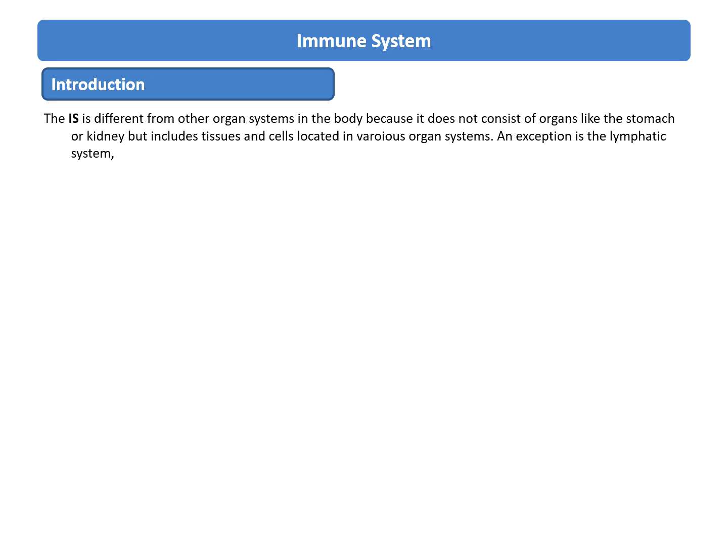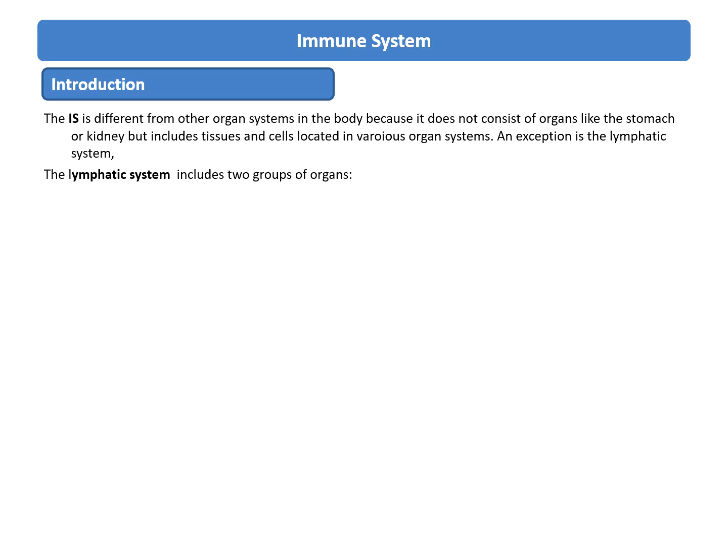The immune system is different from other organ systems in the body because it doesn't consist of separate organs like the stomach or the kidney, but it includes tissues and cells located in various organs throughout the body. An exception, though, is the lymphatic system. It does consist of some discrete organs.